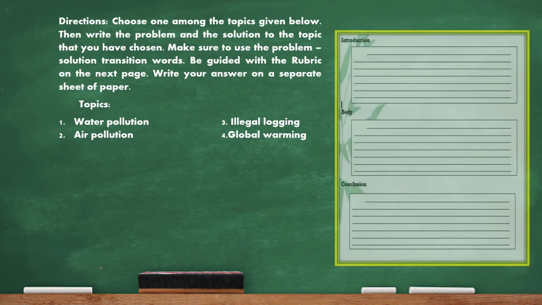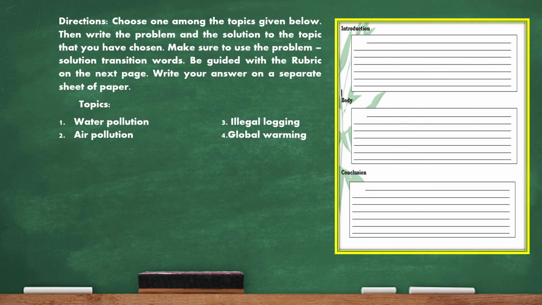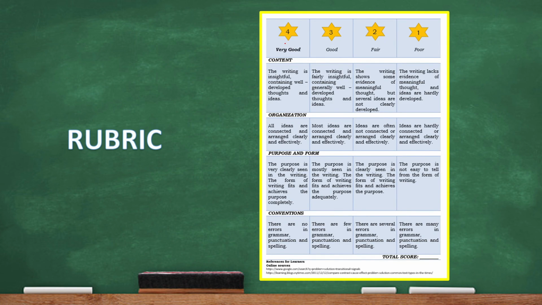And for our evaluation, let's have this. Choose one among the topics given below, then write the problem and the solution of the topic that you have chosen. Make sure to use problem solution transition words that you have learned today. Be guided with this rubric. Okay, so these are the topics. Number 1, water pollution. Number 2, air pollution. Number 3, illegal logging. And number 4, global warming. Don't forget that you should, of course, refer to this rubric. Have you taken a screenshot yet?